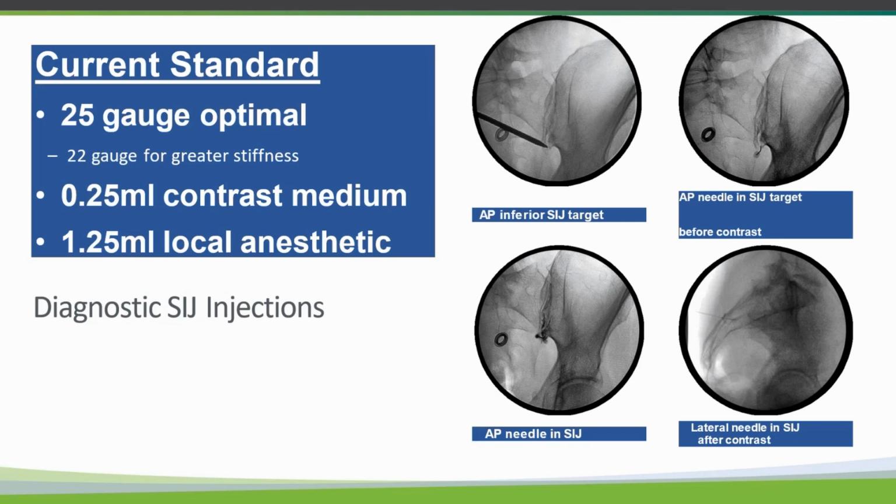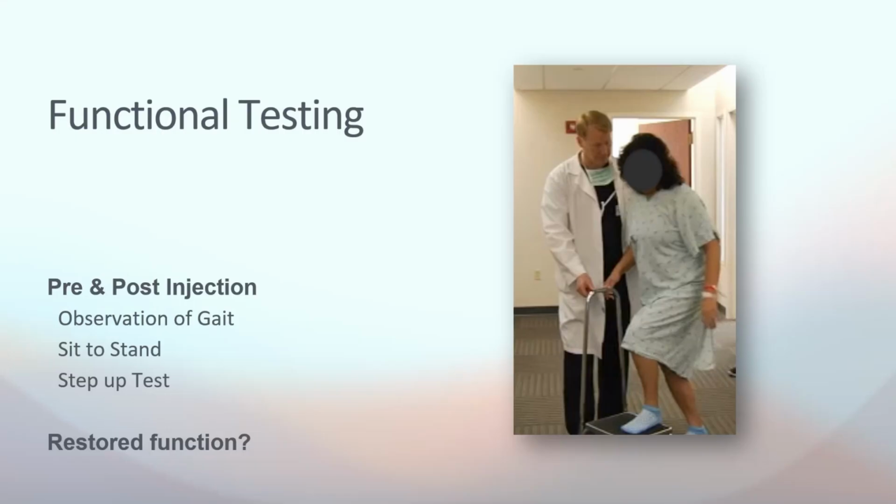This shows the location of it. So they're trying to go from an inferior approach, and you can see in the bottom left picture here, there's that contrast dye diffusing up through the joint. And then afterwards, if the patient's moving a lot better, the key is you've got to catch them within the 5 minutes afterwards, because that might be as long as that anesthetic lasts. If they're lucky, they might get a day.